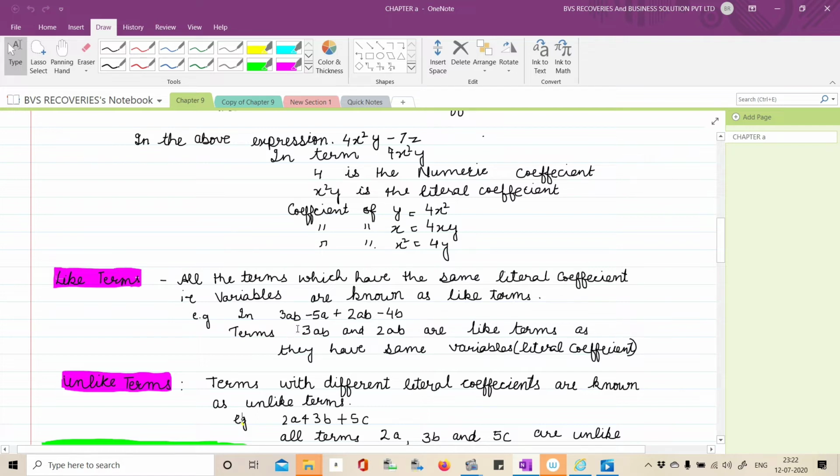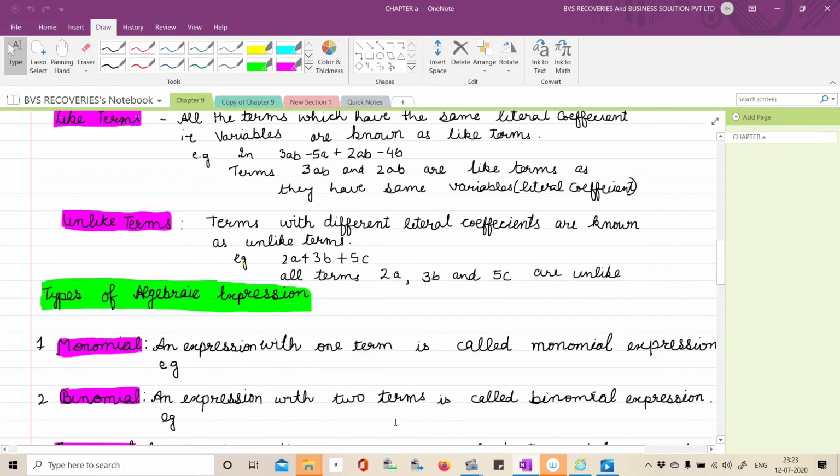In this example, 3ab minus 5a plus 2ab minus 4b. We can see here the terms 3ab and 2ab. They have the same literal coefficient. What is the literal coefficient here? ab. So they are like terms. Otherwise, 5a and 4b, they have different literal coefficients, different letters. So they are not like. They are known as unlike terms. What are unlike terms? The terms with different literal coefficients are known as unlike terms. So here 2a, 3b, 5c. All these terms are unlike.